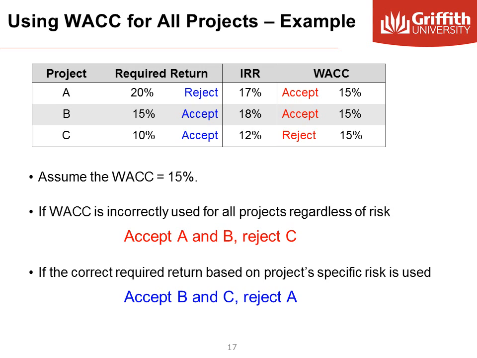Now, if we evaluate the projects using the required rate of return based on the risk of each project, we would accept projects B and C as their IRRs are greater than the hurdle rates, and reject project A because the IRR, 17%, is less than 20%, the required return, the hurdle rate. So you look here at the table at the blue highlighted words: reject A and accept B and C.